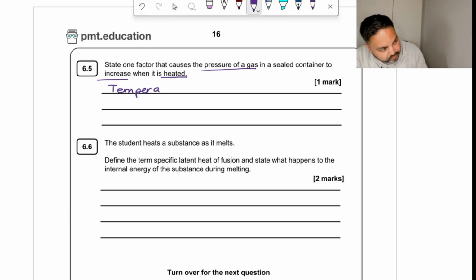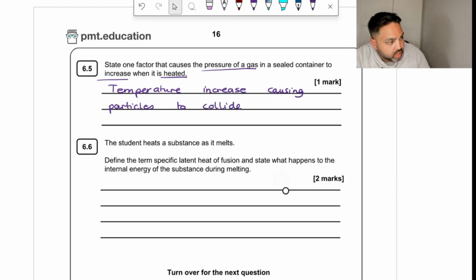Temperature increase causing particles to collide with the walls faster and more often. You don't need to write all of this. You could get away with temperature.